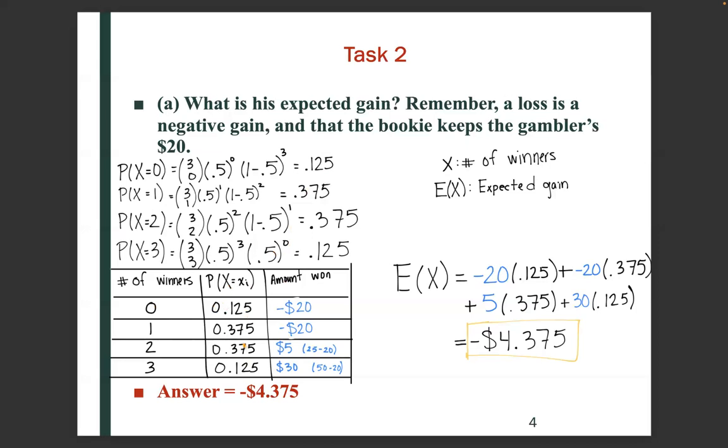And I'm just going to fill in the information we just solved, which is the probability that x equals 1 is 0.375. That was right here. Probability that x equals 2 is 0.375. That was solved here. And the probability that x equals 3 is 0.125, which was solved here. And then we also need to know the amount won associated with these values, so we can calculate the expectation or the expected gain.